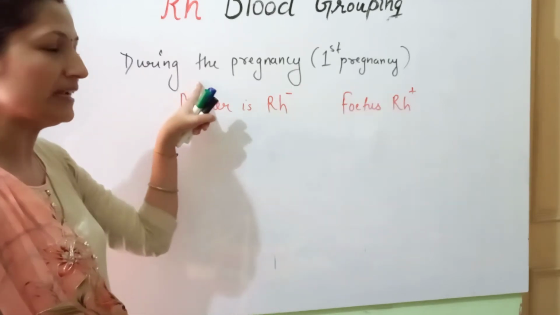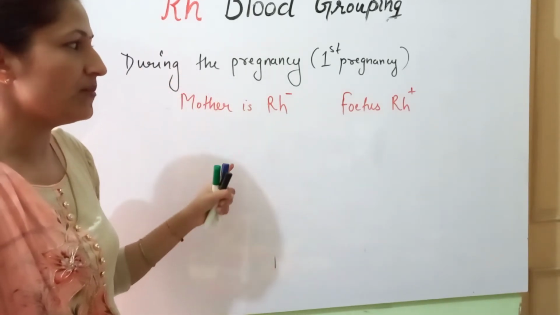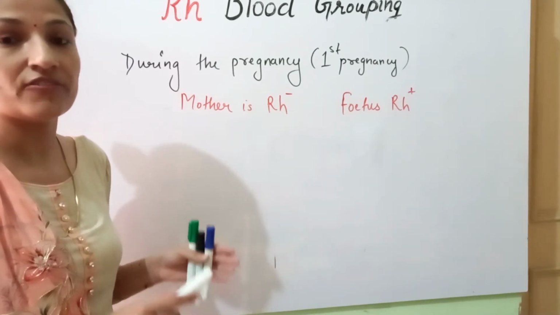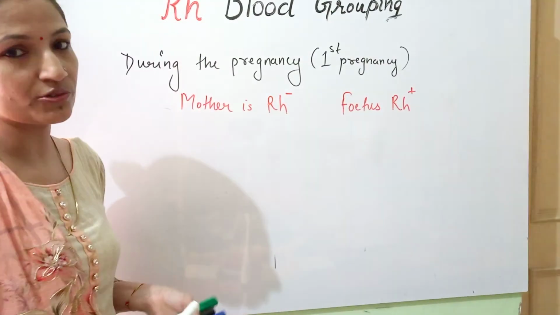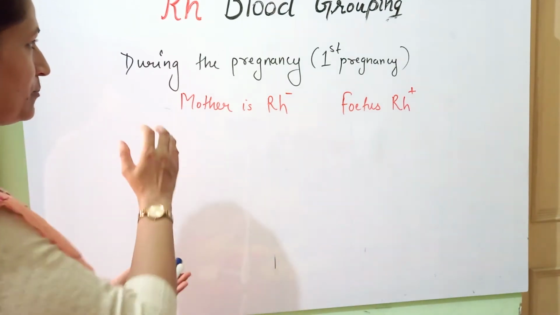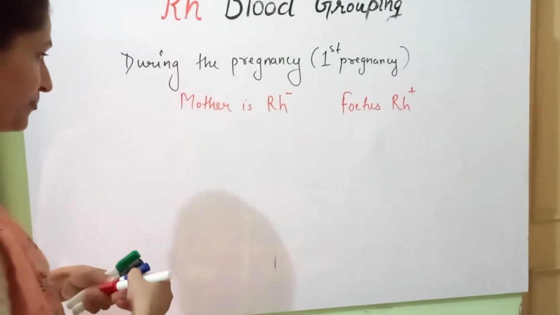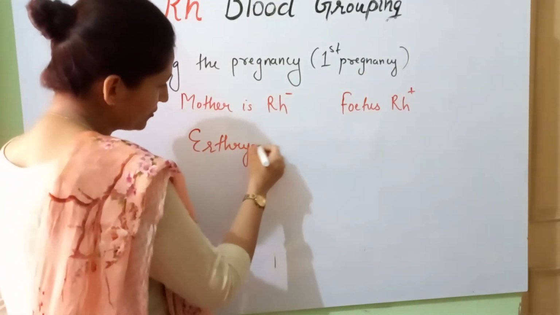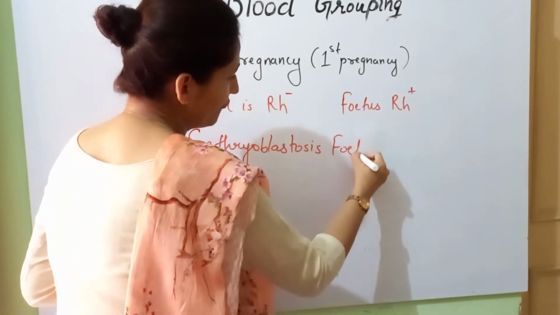But if the same lady is going to conceive for the second time, then there will be chances of agglutination, there is the chance of destruction of red blood cells. So how it is going to happen, that we are going to discuss, and what that condition we are going to call, that we will discuss. So that particular condition which we are going to discuss over here is known as erythroblastosis fetalis.